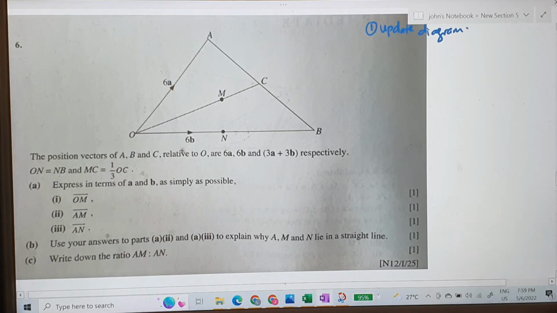Later I'll tell you. Now the question says this: the position vectors of A, B, and C. In the previous lesson we learned what position vectors are. Position vectors means from the origin to go to A. How to go from the origin to A? To go from origin to A, they say it is 6a.